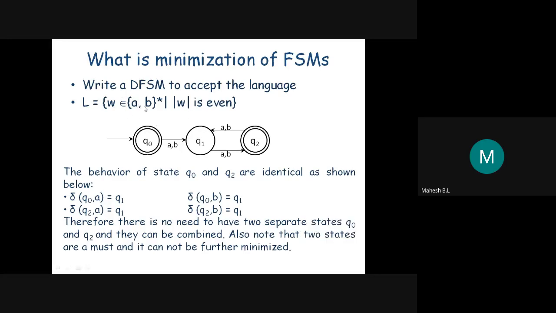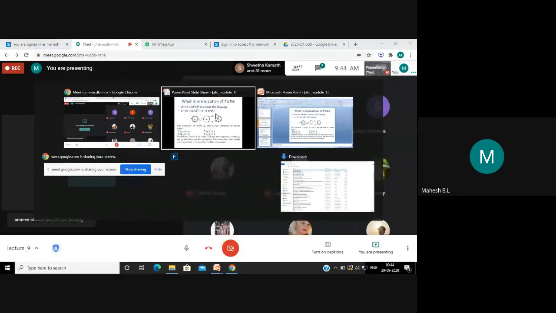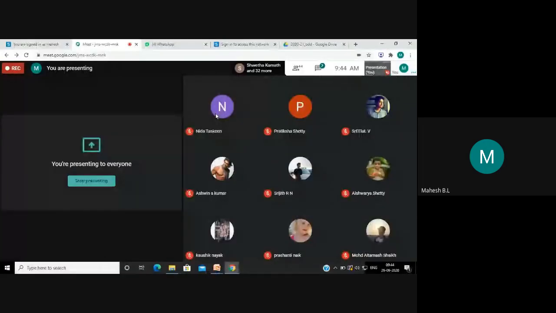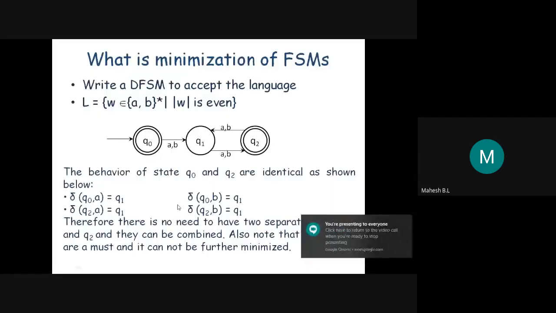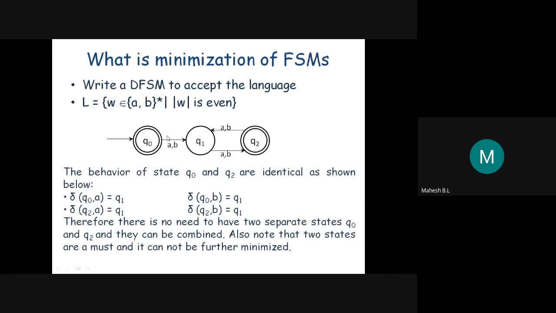Here the language is over the alphabet {a, b}, where the cardinality of w is even. So w must be of even length. Now this is the DFSM. There are two accepting states. State Q0 is the initial state as well as an accepting state. In state Q0, you can accept epsilon, and in state Q2, you accept all those strings which are of even length.